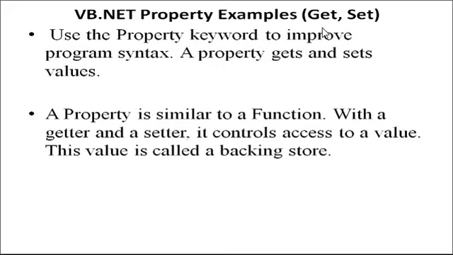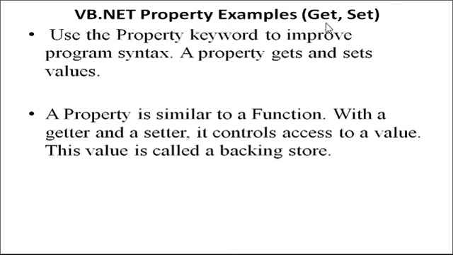For the Divi.NET property example, there are two mainly used methods, get and set. Use the property keyword in the program syntax. The property gets and sets values. The property is similar to a function with a getter and setter. Get means to return the value, set means to pass the value, save the value. That is the get and set property.